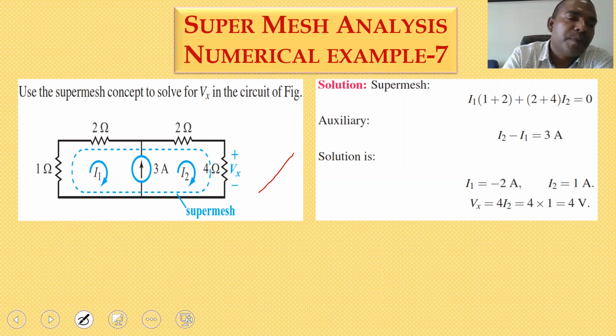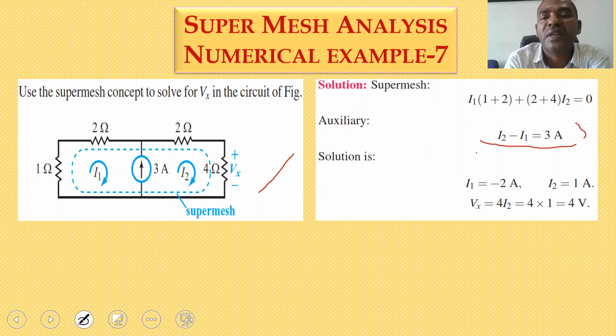So I am taking the two loops, with the intermediate current being a super mesh. The I3 current is moving in the upward direction from bottom to top. I2 is also in the same direction, but I1 is in the opposite direction. So you can write it as I2 minus I1 is equal to 3. So this is your super mesh equation.